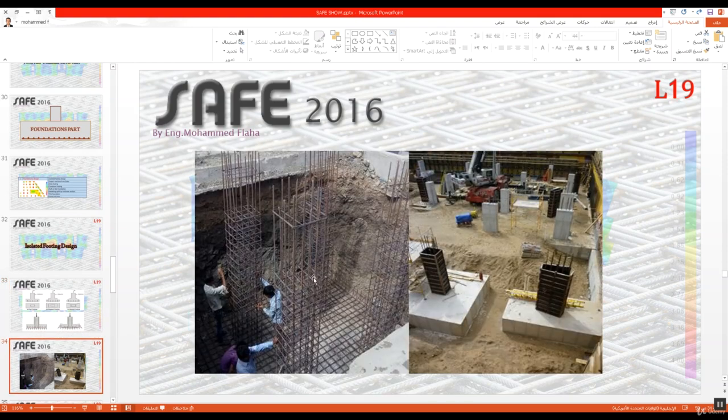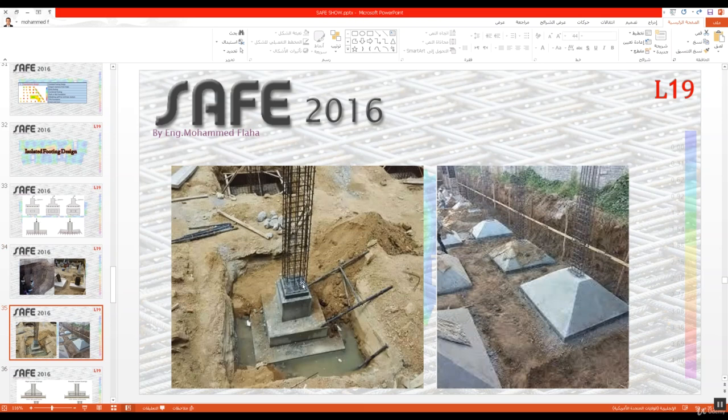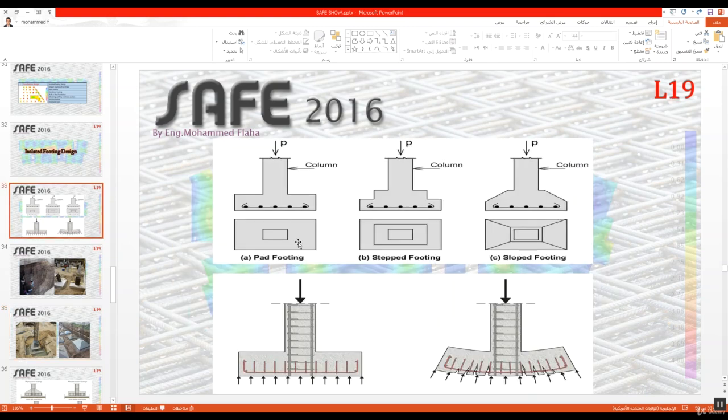This is a real photo of an isolated footing foundation. As you see, column with foundation. Also, this is a stepped foundation. This is a sloped foundation. Why? What is most popular here? This one.